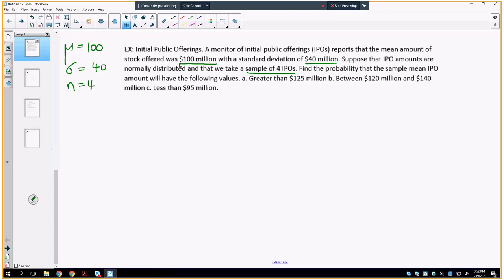N equal to 4 is not very large, so we can't invoke the central limit theorem here. But because it said that our IPO amounts were normally distributed, we can go ahead and say that the sampling distribution of the sample mean is going to form a normal distribution in its own right. But in order to talk about that normal distribution, we need to know mu sub x bar, the mean of the sampling distribution of the sample mean x bar. The mean of the sampling distribution, we know, is the population mean. Easy peasy. So that's 100.